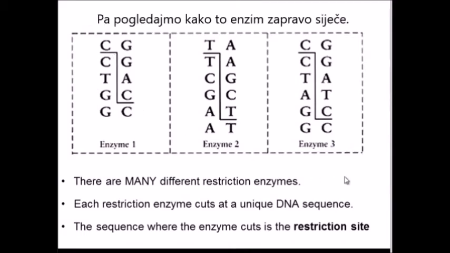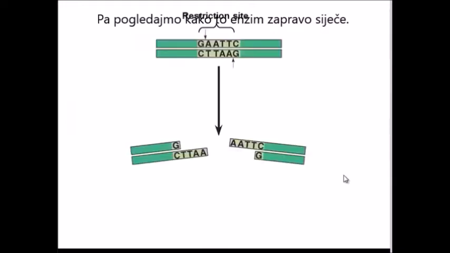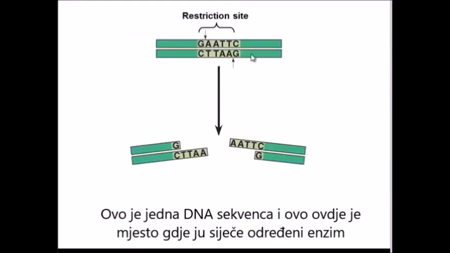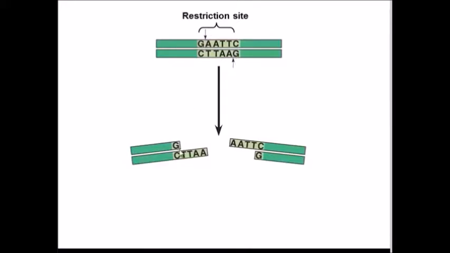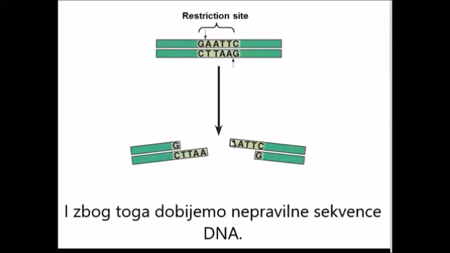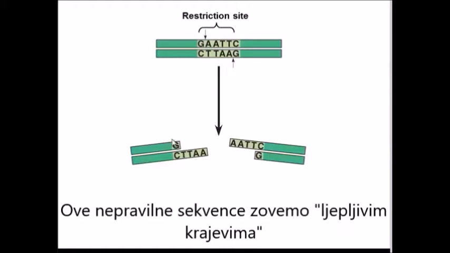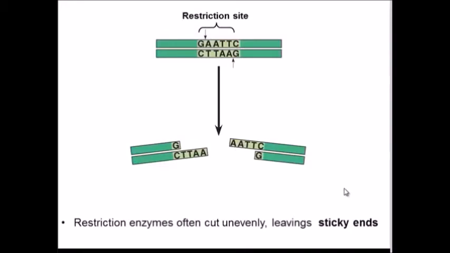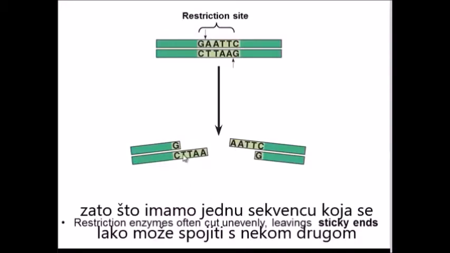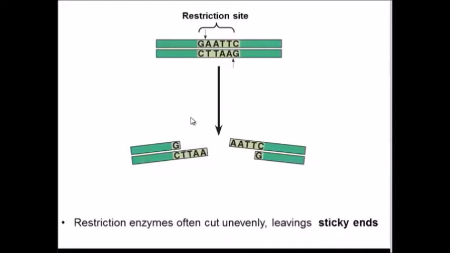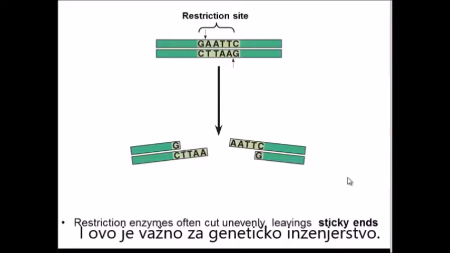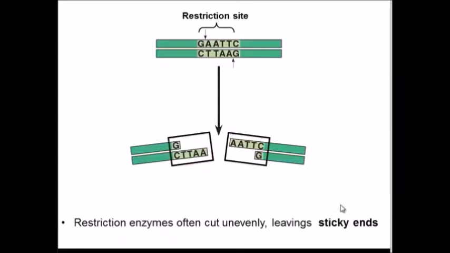So let's take a closer look at how the restriction enzyme cuts unevenly. Here's a DNA sequence. Here is the restriction site for a particular enzyme. It likes to start cutting here, but then finish cutting here. So what happens is that we get an uneven DNA sequence. These uneven DNA sequences are known as sticky ends. And they're sticky ends because since there's only one DNA sequence exposed here, it can easily bind through complementary base pairing rules to another sticky end. And this is important to genetic engineering. So here we've got our sticky ends.